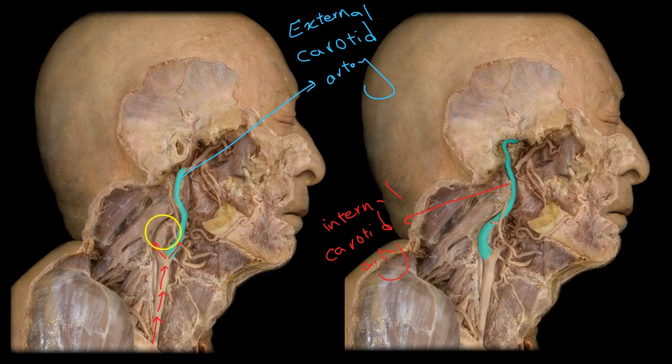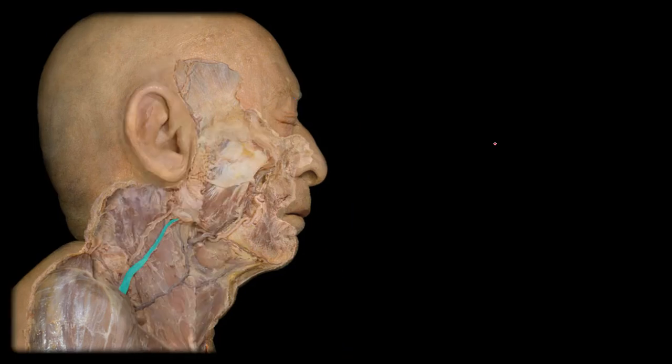And then the other one goes toward the brain, as you can see in this picture. This one is the internal carotid artery, and this one is the external carotid artery. Please follow the artery, and based on their way or their routes, you can name them. If they go toward the face, that is the external carotid artery. If it goes to the brain, that is the internal carotid artery.